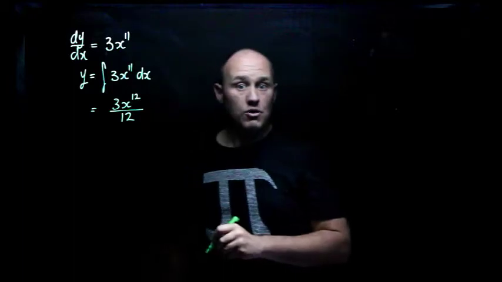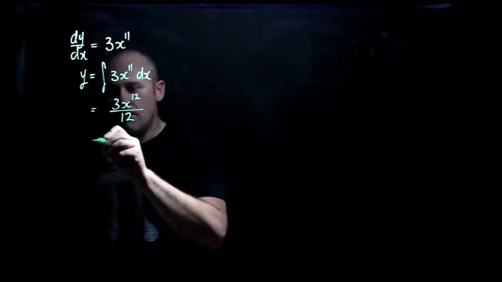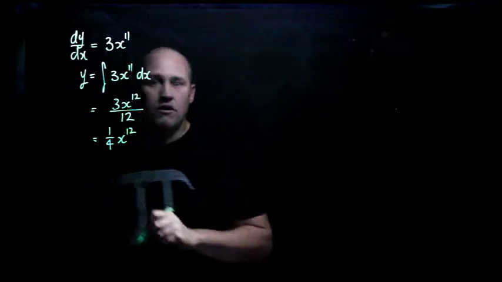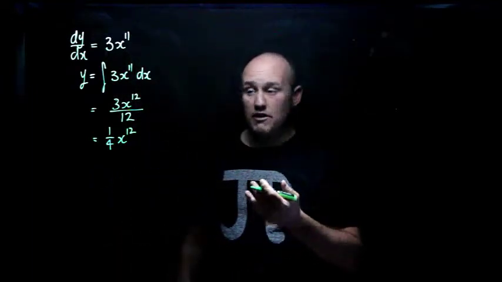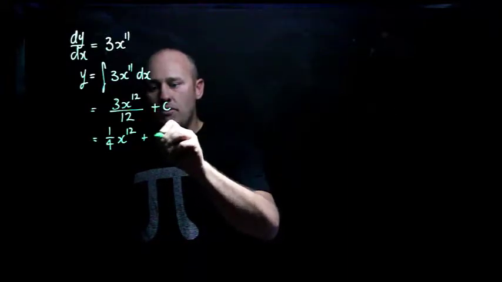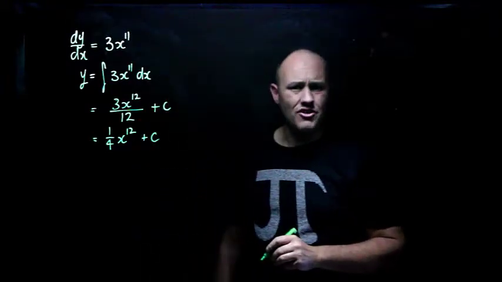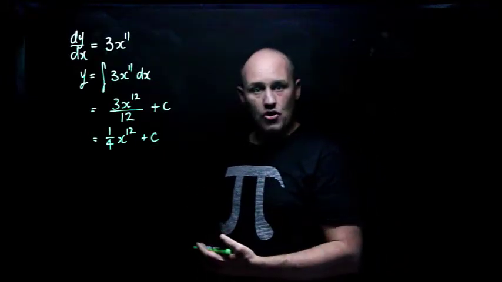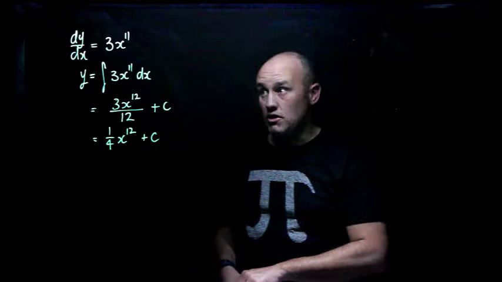And of course 3 and 12 simplify reasonably nicely, and that leaves us with a quarter x to the power of 12. But of course I have forgotten something which we spoke about at the end of the last video, and that is the constant of integration, plus c. We should always have a plus c on the end, just to recognise that we don't know if there was a number on there or not. Later on we'll learn how to deal with that in some particular situations.